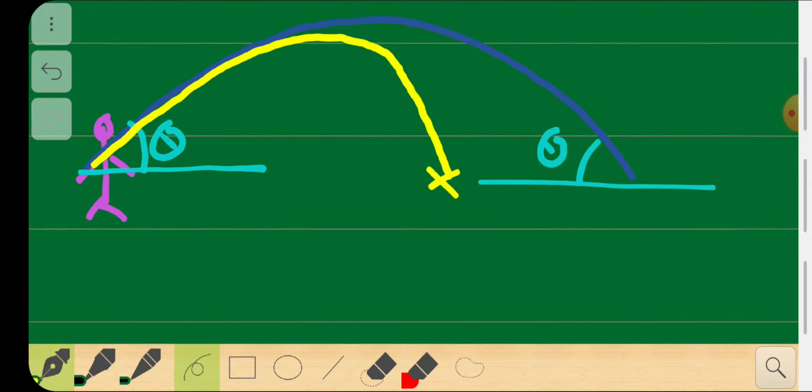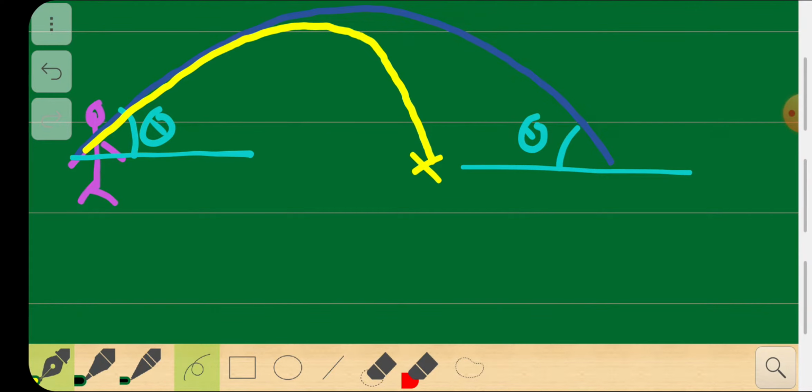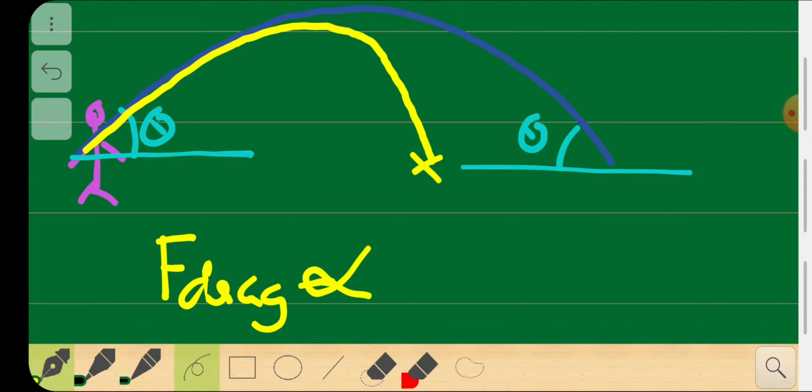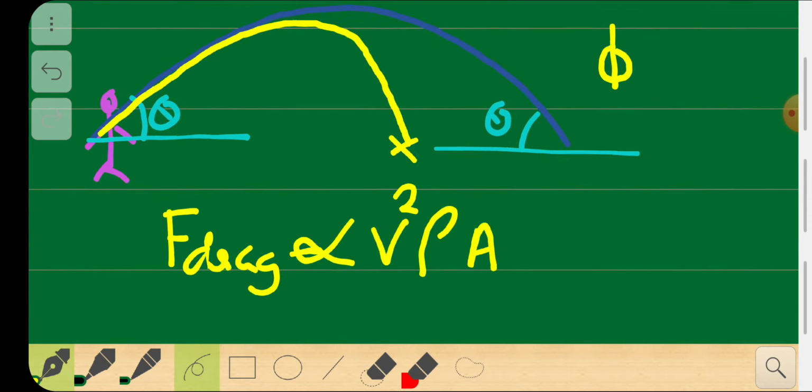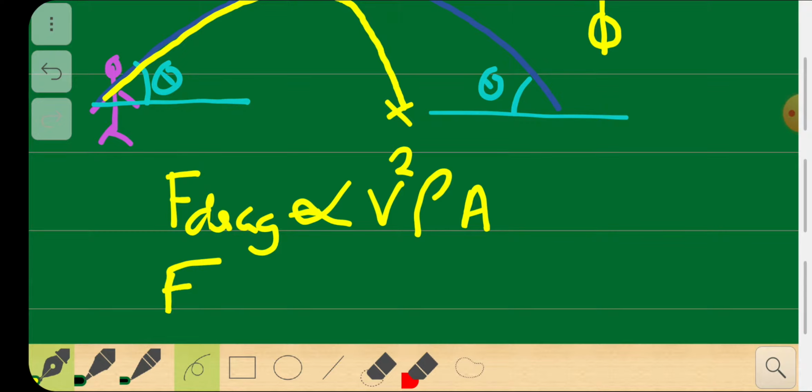So the basic experimental ideology behind this force, which is F drag, is that it is proportional to the square of the velocity of the ball, and it is proportional to the density of the air, right? So it is also proportional to the surface area or cross sectional area of the ball. Okay, so the cross sectional area of the ball. So we now have to introduce a proportionality constant.